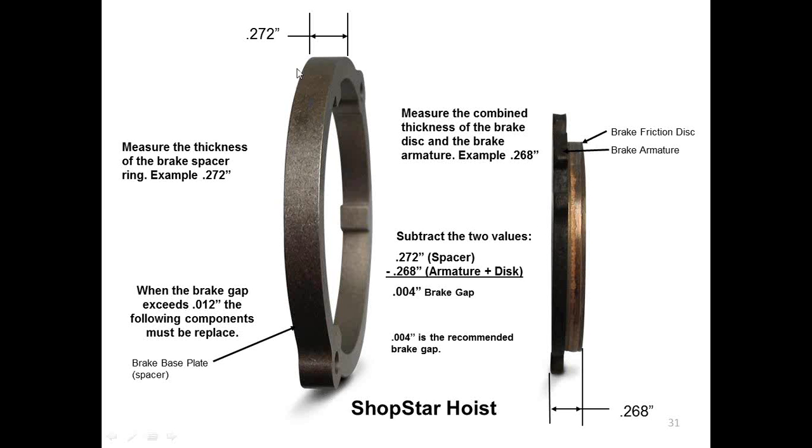The only way we can check the gap is we look at the thickness. In here, this is 0.272. We measure the combined thickness of the brake, friction disc, and armature, and then we subtract it out, and that gives us the gap. And so when that brake disc wears, it's going to give us a different number. In the manual, it tells you when the brake gap exceeds 0.012 inches, then you must replace components or the friction disc. So it's a different way to check it.